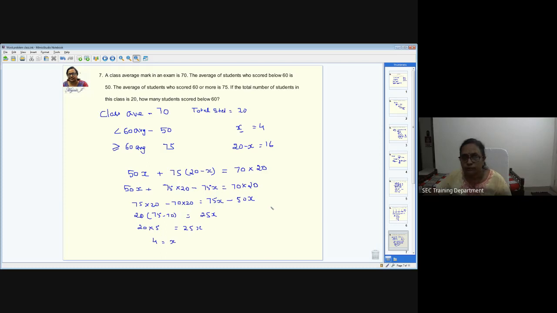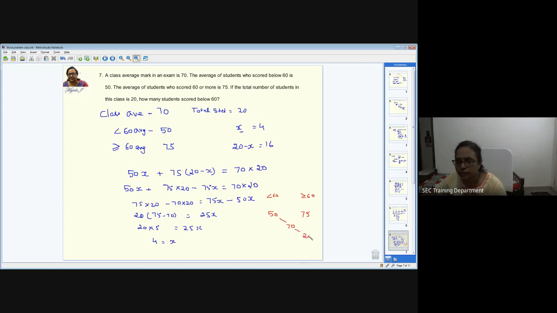So below 60, the average is given as 50. This is for below 60. Similarly, above or equal to 60 is given as 75. So write down these two values, and the balance is nothing but the total class average. So the total class average, always write it here. You write the smaller value on one side and the larger value on the other side, and in between is the overall average of the class. Remember one thing, the overall average of the class will always fall between the lower and the higher. It cannot cross this.